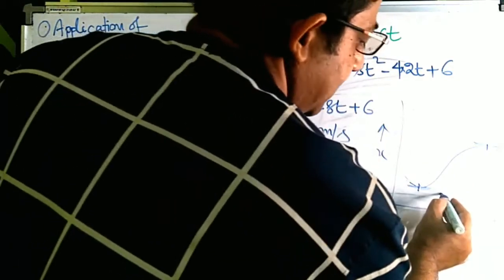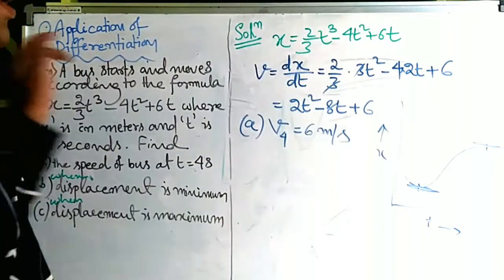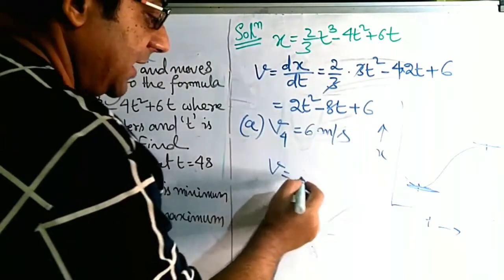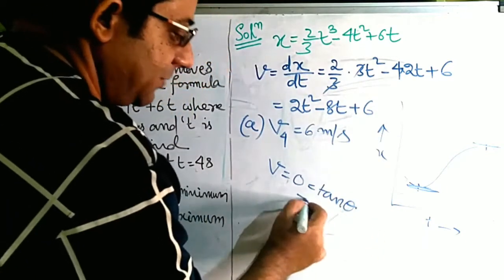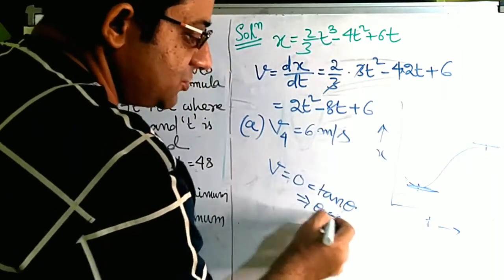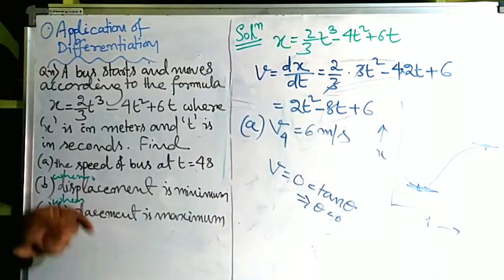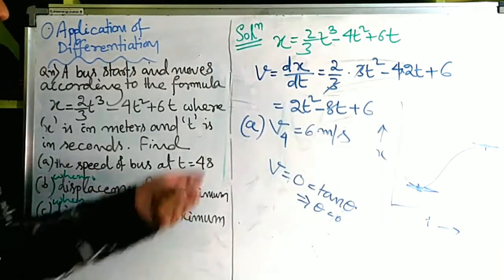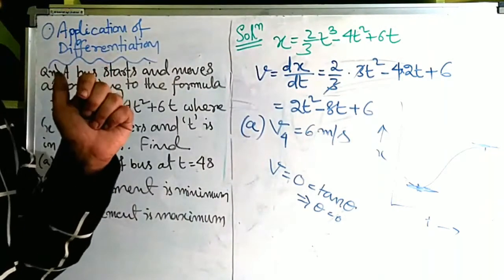This tangent will make a 0 degree angle with the x-axis. And if tan theta, tan 0 is 0, and if v is 0, that means tan theta is 0. That means theta is equal to 0. So here also it will come, here also it will come. So when displacement is a minimum, also v will be 0. When displacement is a maximum, also dx by dt will be 0, right?